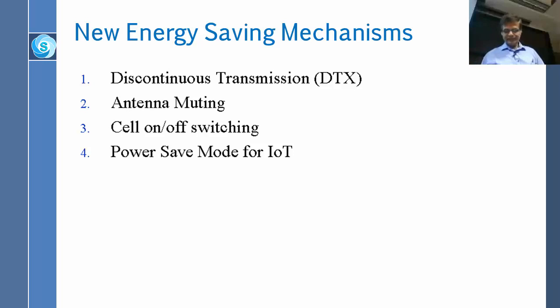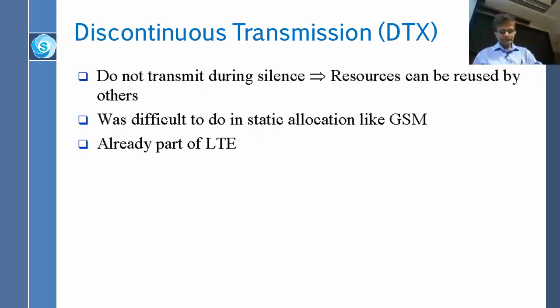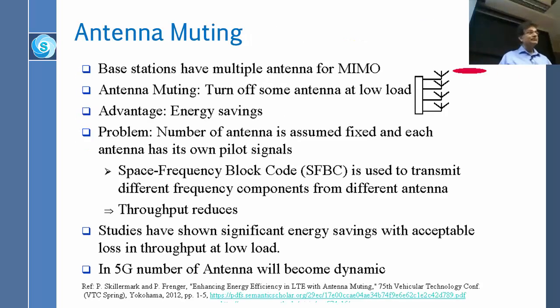All right. So now there are four techniques for energy savings. I got to go a little faster, sorry. First is that do not transmit. When you are not doing anything, you have nothing better to do, sleep. Don't waste your energy. Then there is antenna muting. This is again very clear. Basically, you don't have to use 8x8 MIMO all the time. When the traffic is low, just turn off the 7 antennas and just do one by one, right?